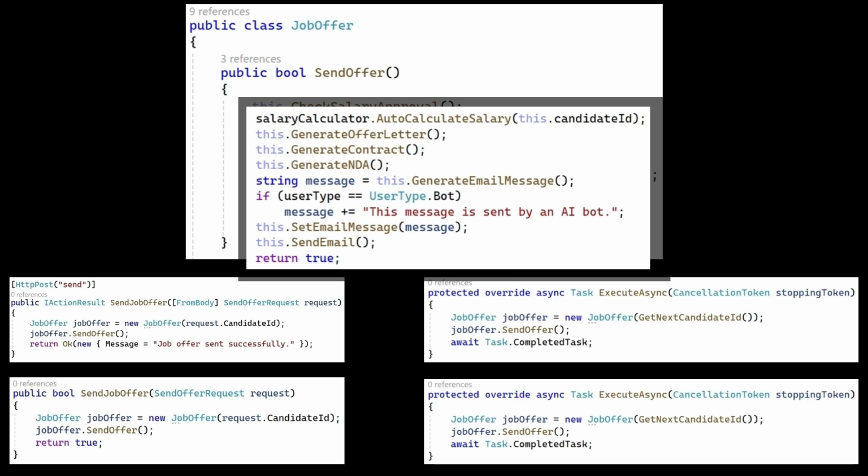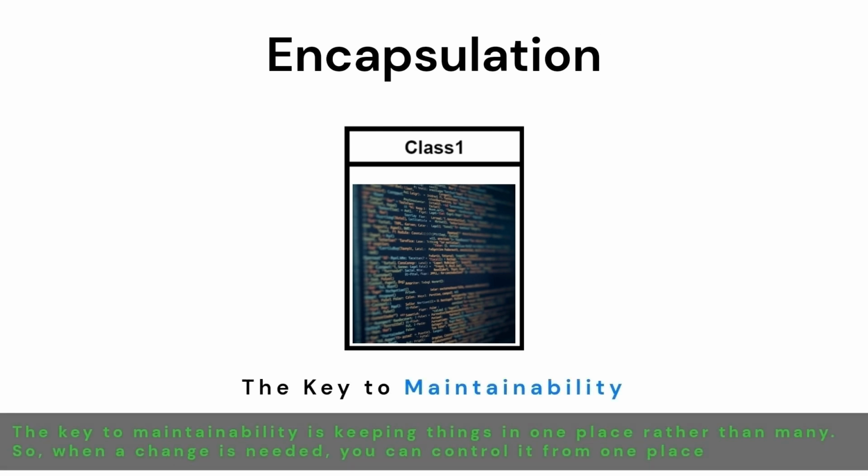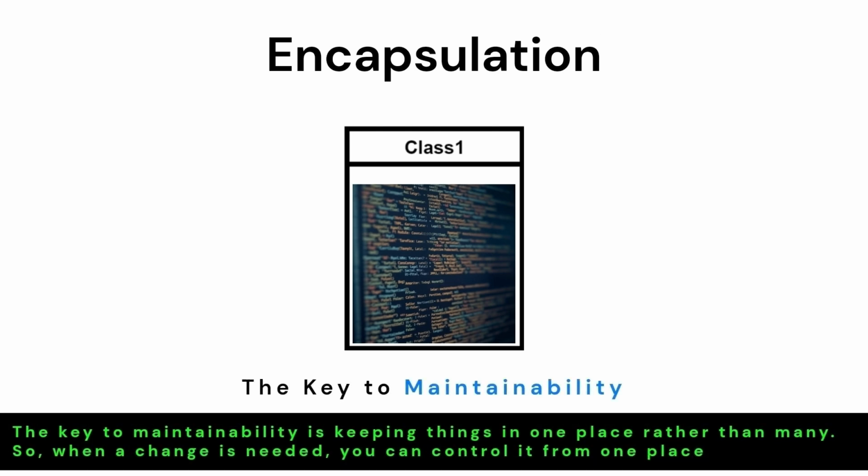Notice the difference in maintainability level of both approaches. That's the main idea of encapsulation. You enclose your code in a class and you get maintainability. The key to maintainability is keeping things in one place rather than many. So when a change is needed, you can control it from one place. Maintainability is the key benefit of encapsulation.